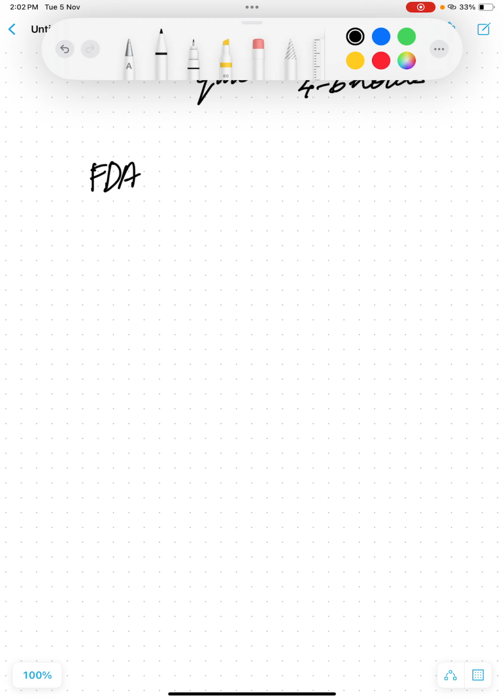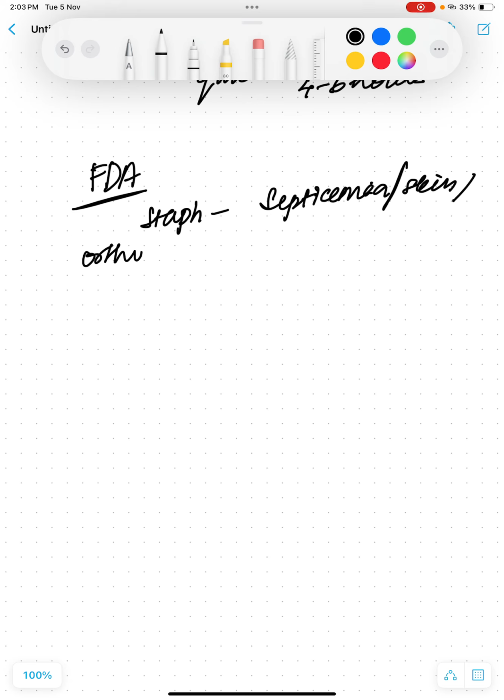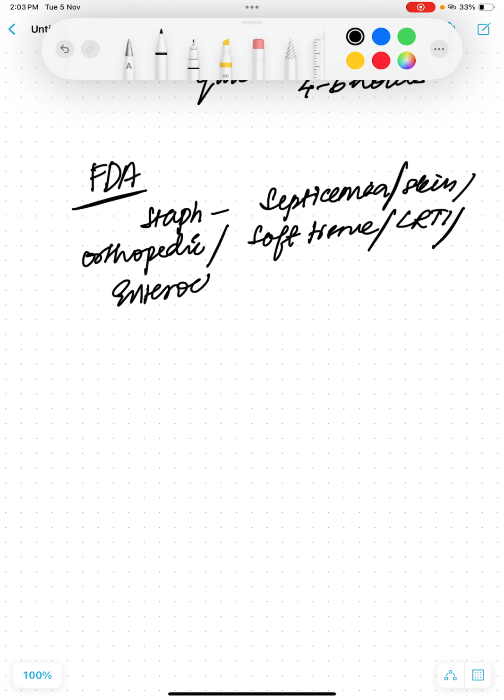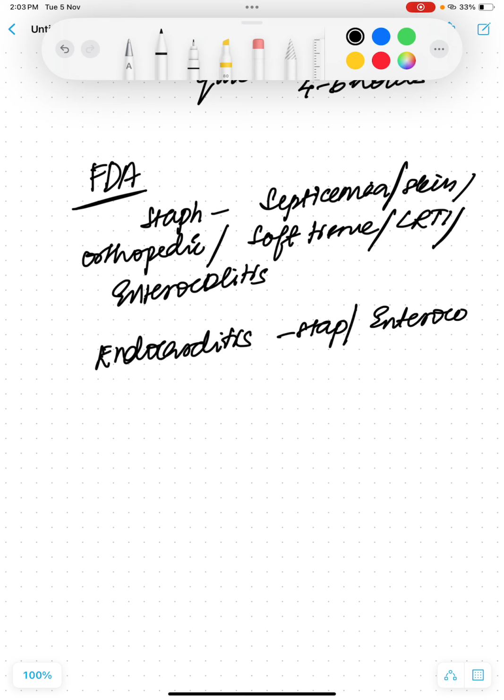The FDA approved indication, I would say, one: all of your staphylococcal infections. It could be septicemia, skin infections, orthopedic infections, soft tissue infections, LRTI, or staphylococcal enterocolitis, where this is the drug of choice. Then, in addition to this, it is used in endocarditis, endocarditis secondary to staphylococcus or enterococcus or diphtheroids.